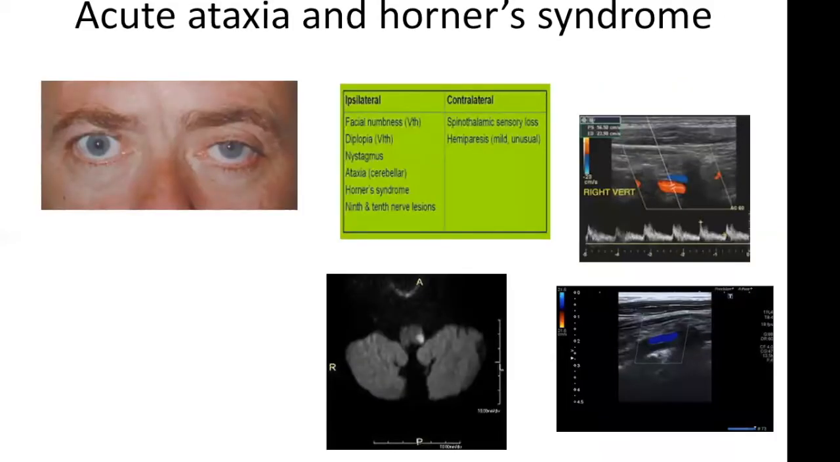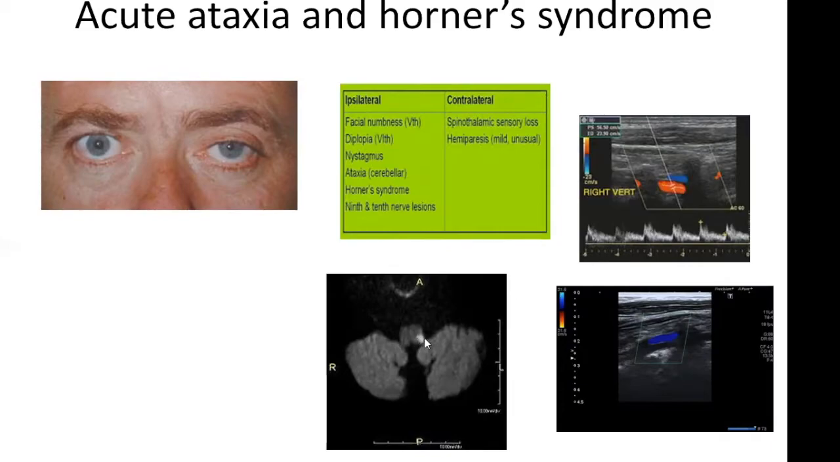So let's just talk about acute neurology. So this patient's got acute ataxia and a Horner's syndrome, very small pupil, partial ptosis, and there's several levels that it could be at, but certainly one of them is at the brainstem level. And you can do an ultrasound and look at the vertebral vascularity, the vertebral artery. There's a thrombosed vertebral artery here, and this would be in keeping with a brainstem stroke, such as lateral medullary syndrome. Posterior inferior cerebellar artery thrombosis produces this.